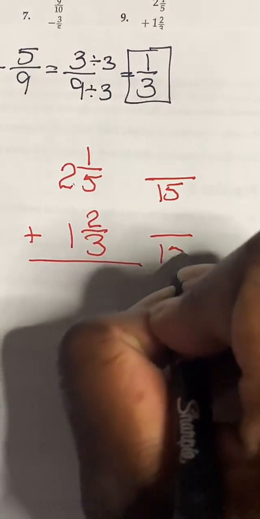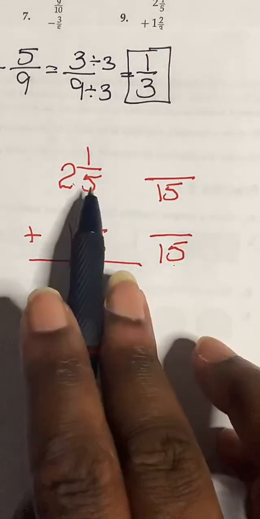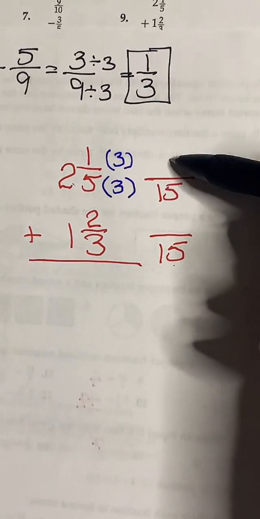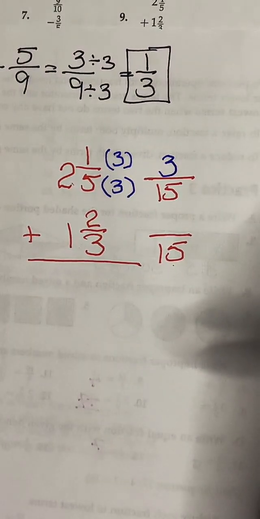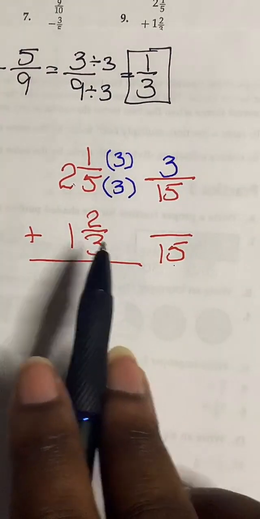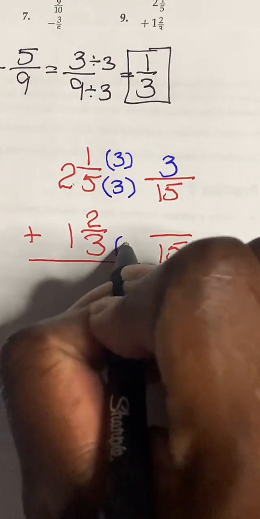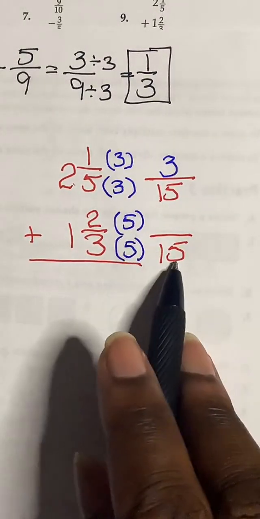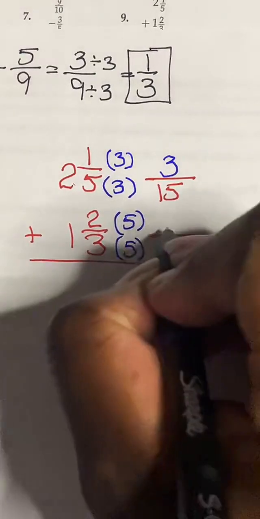So we need to change these denominators to 15s. For the 5, I need to multiply the 5 by 3. And whatever I multiply the denominator by, I have to multiply the numerator. So this is equivalent to 3/15. For the other one, we have our 5. Multiply 3 times 5 gives me 15. 2 times 5 gives me 10.